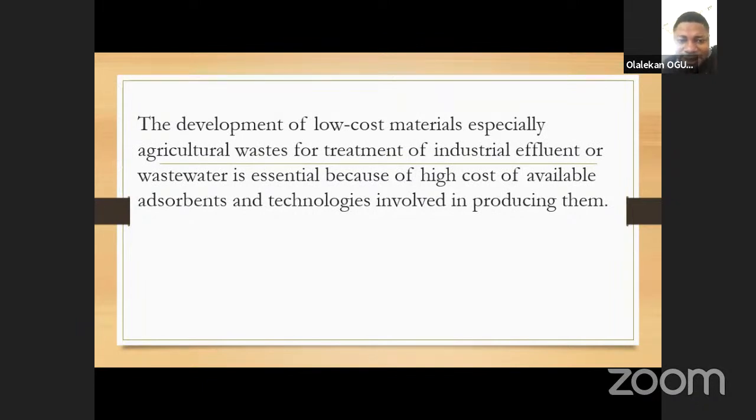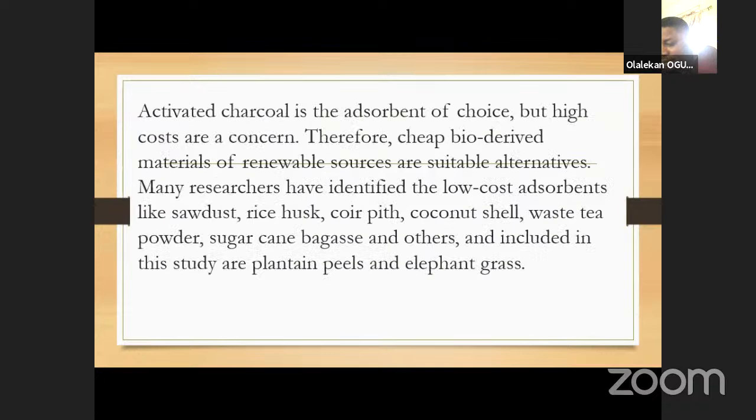So, in the past, we can see the development of these low-cost materials, especially agricultural waste, for treatment of industrial effluent or wastewater is essential because of the high cost of available absorbents and the technology involved in producing them. So going the route of local production is very paramount to the research body. Next slide, sir.